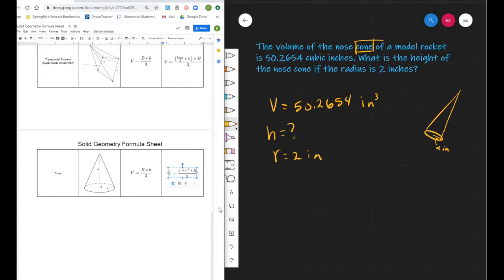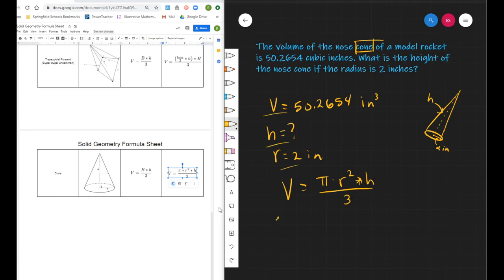So our volume for our cone is going to equal pi times r squared times h over 3. Sorry, it's not plus h, it's times h. Pi times r squared times the height of our cone over 3. So we want to find the height of our cone. Okay? So we take the things that we know, and we plug them into our equation.